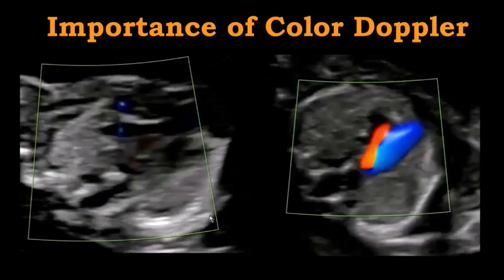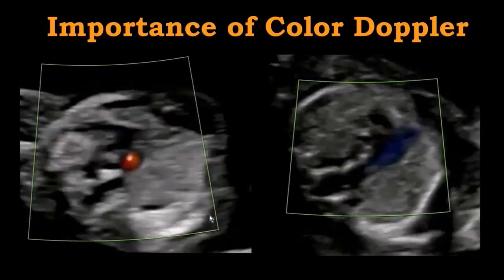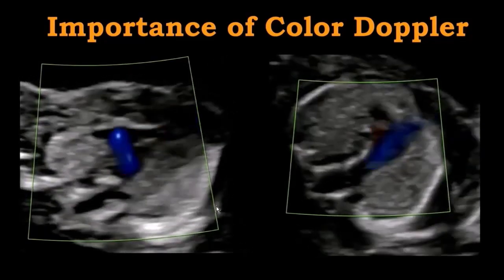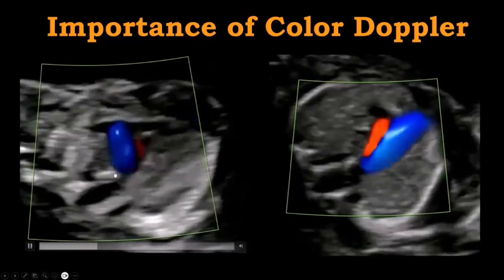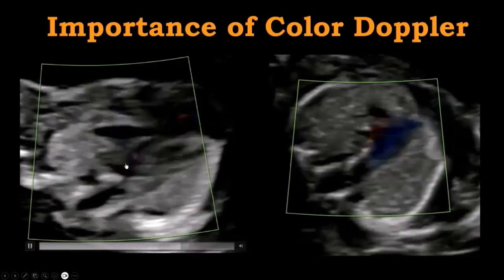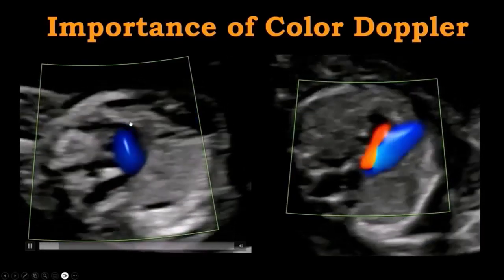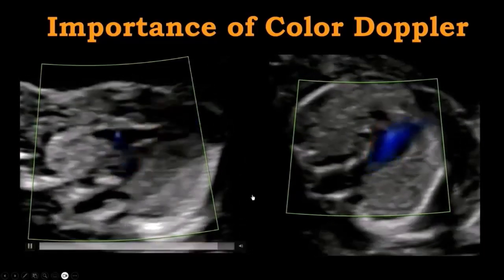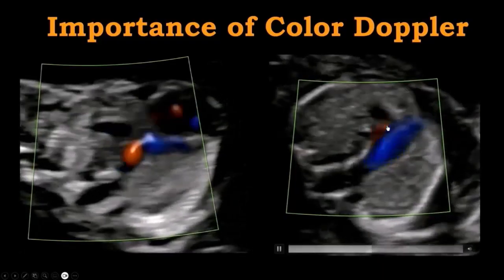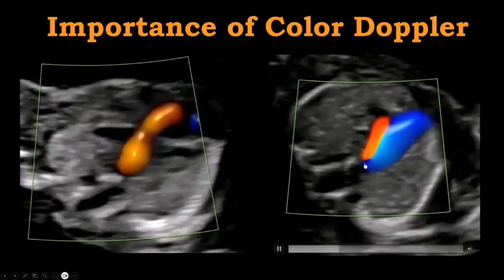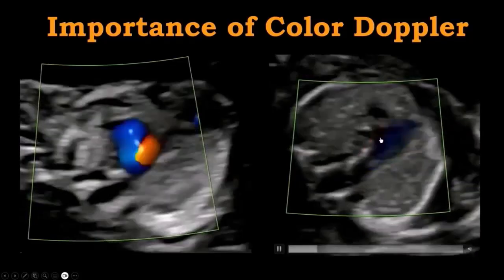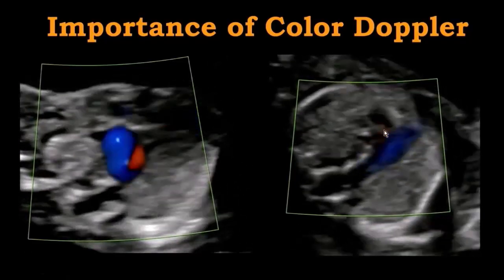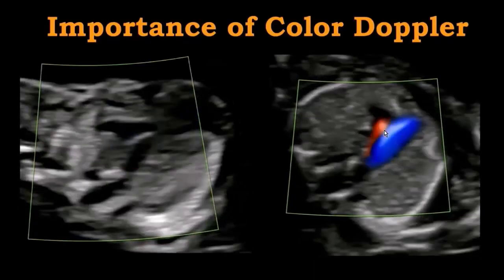Speaking about the importance of color Doppler, consider utilizing it for the assessment of the three-vessel trachea view. In both of these cases, we had just one vessel visualized in 2D imaging, and the application of color Doppler allowed us to visualize the other vessel, which shows reverse flow in the aortic isthmus and the ascending aorta, consistent with severe obstruction of the LVOT.